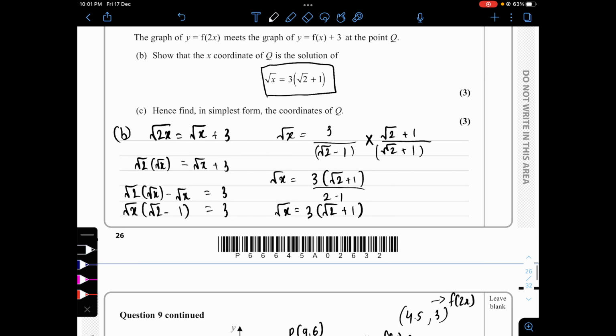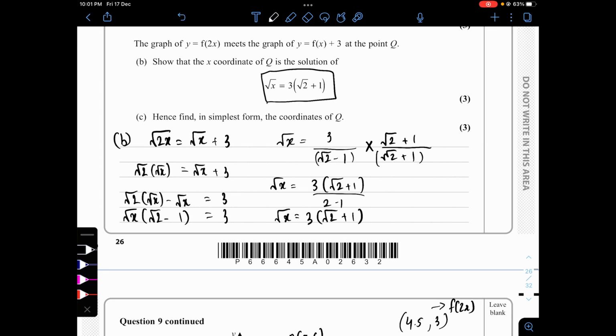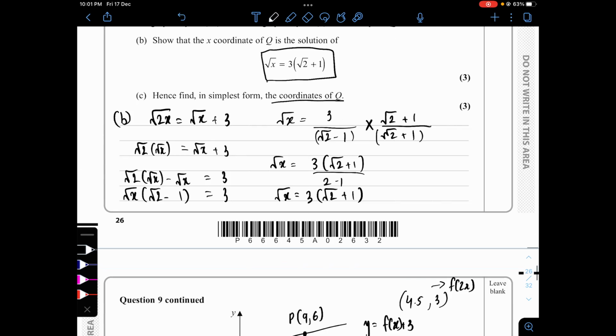So now part C says, hence find the simplest form of the coordinate Q. Now the Q is what? We have to square it, right? That's all we have to do. If you remember, we need to find the coordinate, right? So this is the x, we need to find first the x coordinate, and then we have to do something.